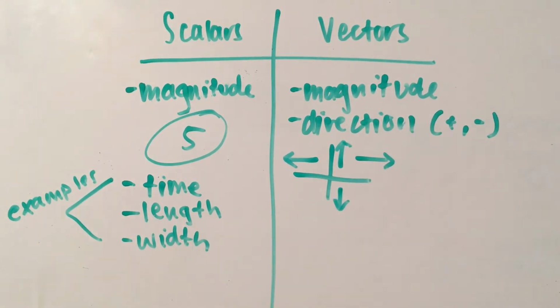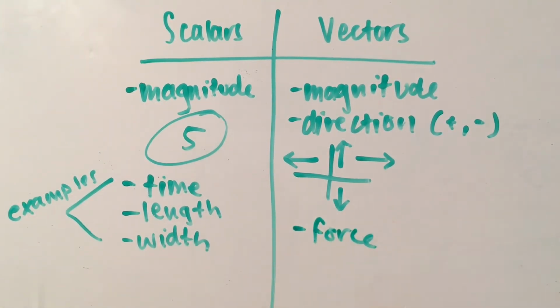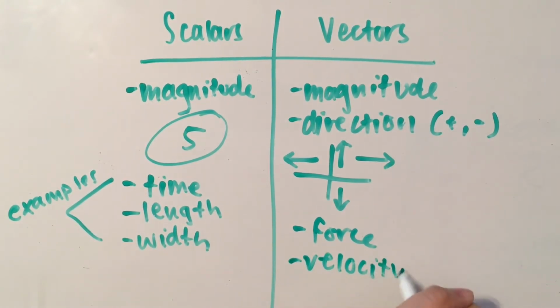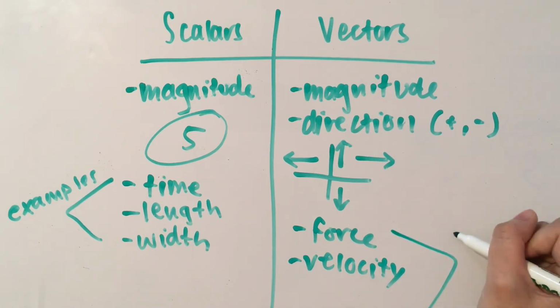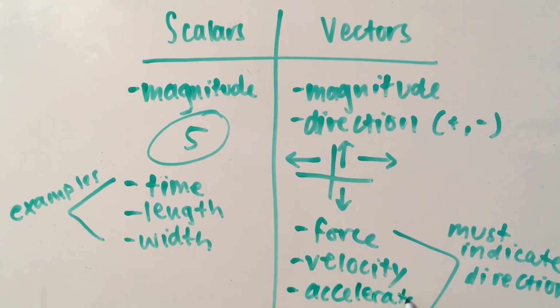So examples of vectors would be force, because this we have to indicate a direction for, and velocity, which is basically speed with a direction. So you could say you're going 5 miles per hour in the positive x direction. So you must indicate direction. And one last one would be acceleration, which is basically your change in velocity over time.